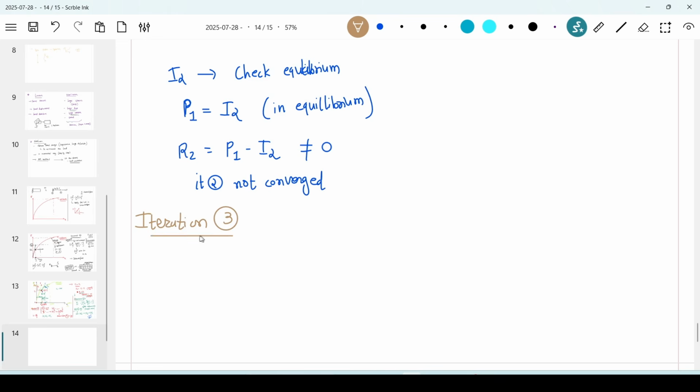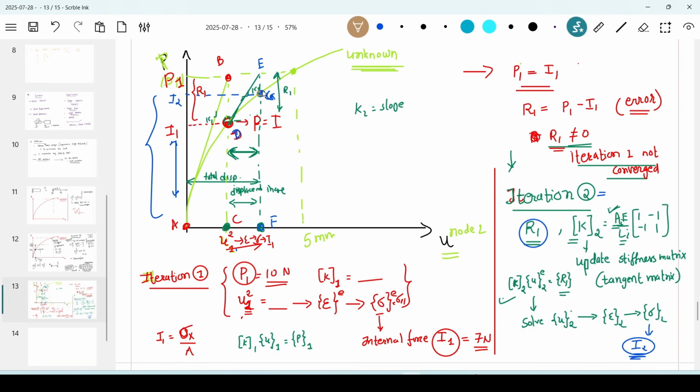For iteration 3, I am expecting you to tell me the procedure. Here in iteration 3, we are at this point. The deformed configuration from iteration 2 is known. So what is known here? R2, which is nothing but P1 minus I2. So this R2 is known.